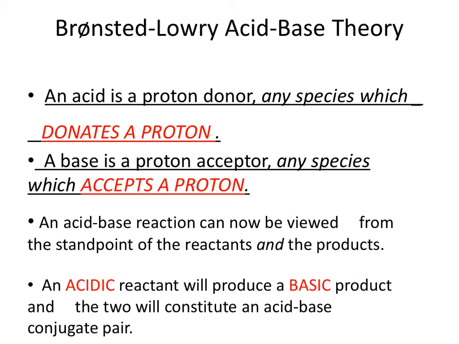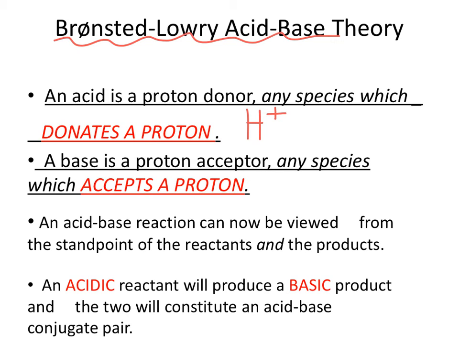The most important model for acids and bases that people will study today, or is the main focus of a lot of chemistry classes, is the one called the Bronsted-Lowry acid-base theory. It simply says that an acid is a proton donor. So anything that can donate a proton, which is H plus, is an acid by this definition, and anything that can accept a proton is considered a base.